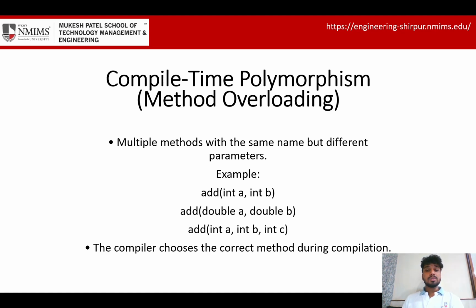So let us see in detail what is compile time polymorphism. This is also known as method overloading. In method overloading, we create multiple methods with the same name but different parameters. For example, we can have add with two integers, add with two decimals, or add with three numbers. Even though the method name is the same, the parameters are different. The compiler decides which method to use based on the arguments we provide in the code. This makes the code cleaner and avoids using different names for similar operations.